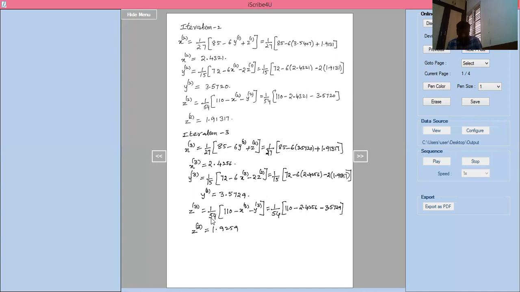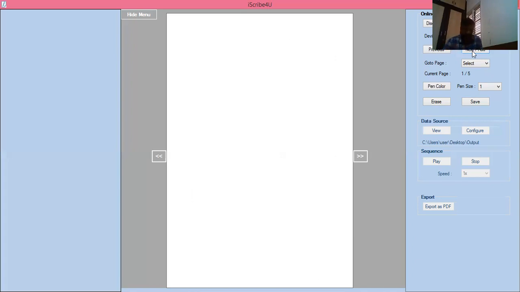Why are we going for iteration 4? Because the iteration 2 values and iteration 3 values are not matching. If you do it in the calculator, you can also verify it. If at least 3 digits match, we can stop the process. But here they are not matching, so that's the way I go for the 4th iteration.